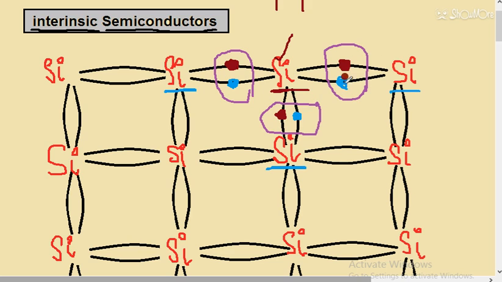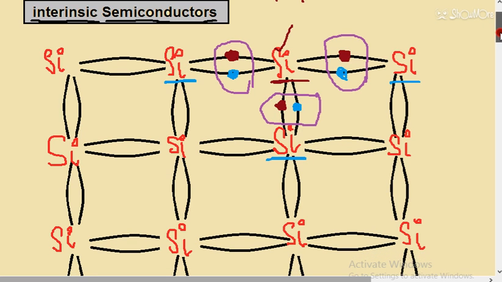Basically, to conduct, some electrons are required that must be free to move. So how do we get those electrons? We will break this bond. We have to break this bond, only then will the electrons be free. This is the type of semiconductor that is called intrinsic semiconductor. First of all, you have to remember all the atoms are the same.